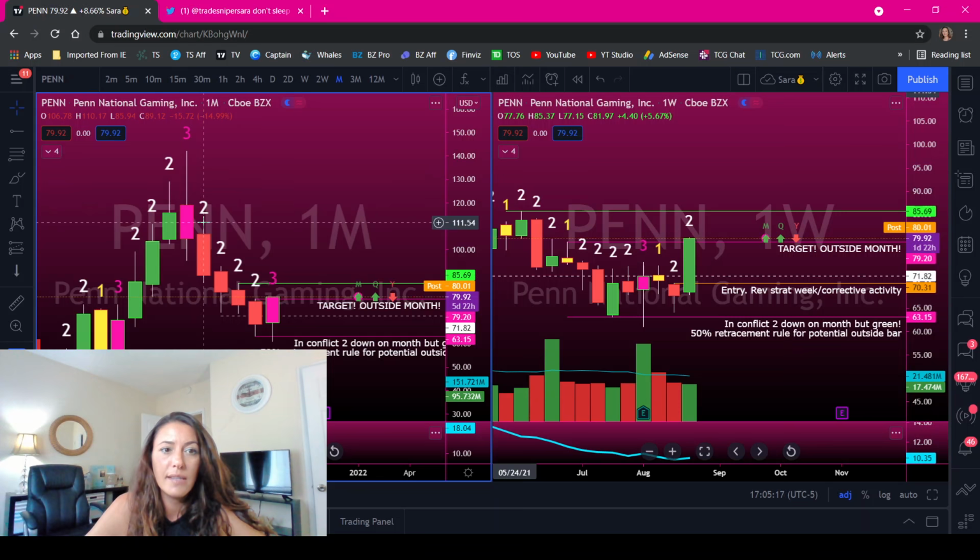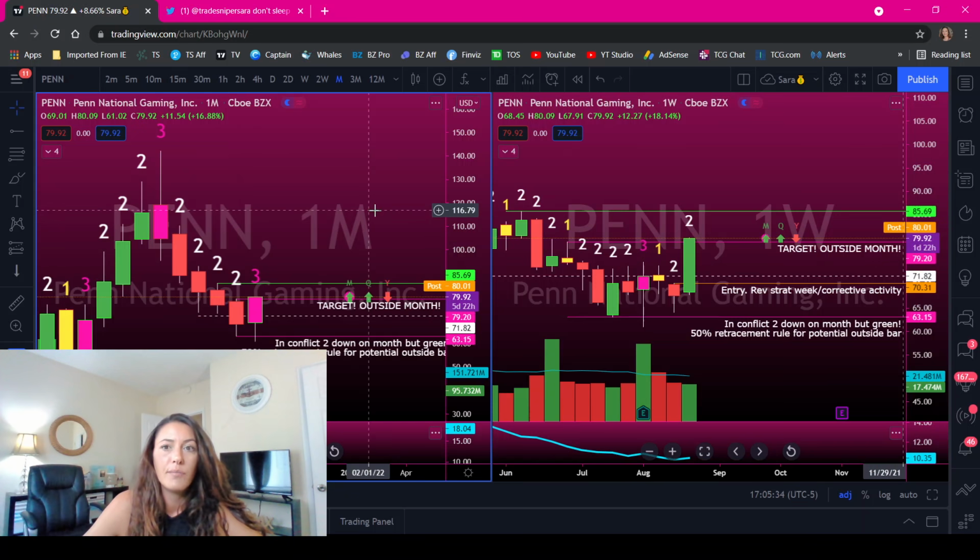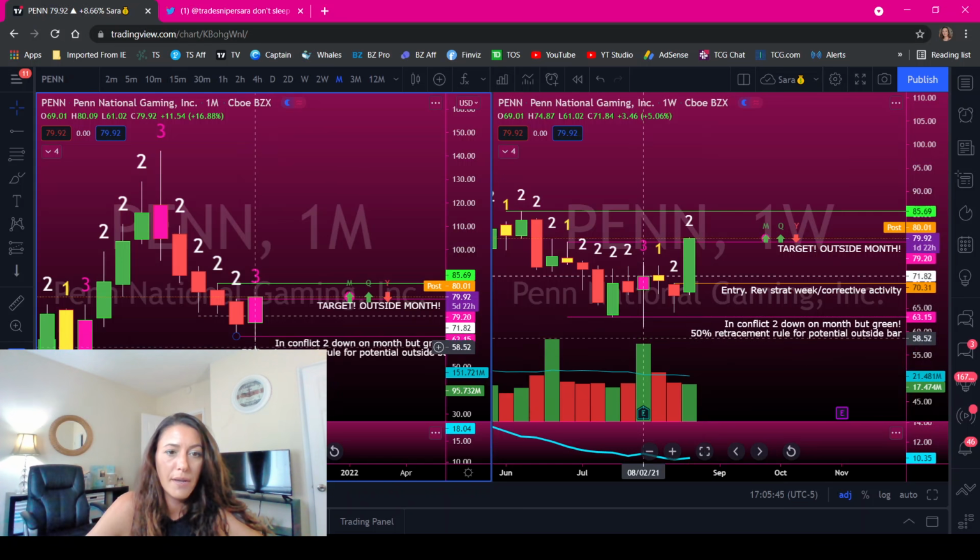So when I'm looking at the monthly time frame, I like to find patterns where there are consecutive lower highs every month. So Penn had, that was a high, and then we had 1, 2, 3, 4. We had 4 consecutive monthly lower highs. And part of the Strat is knowing about broadening formations. And so the reason I was watching Penn is because we went 2 down on the month, but we started coming back through the range.